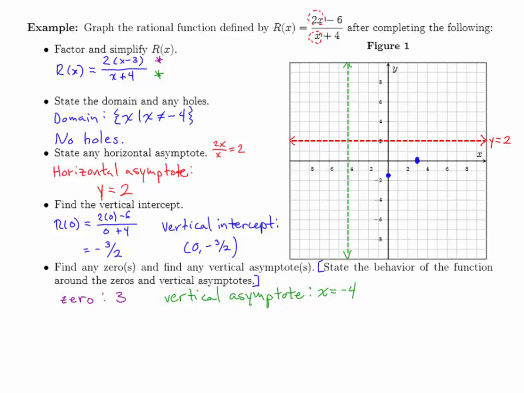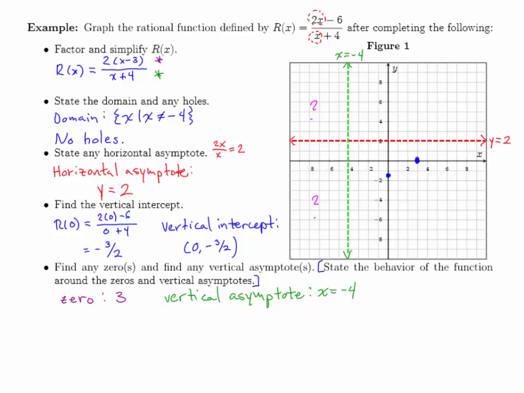Some arrows on the ends, and then that's x equals -4. Okay, so at this point, we want to find out what happens around the zeros and those vertical asymptotes. So what we really need to know is what happens on this left side of x equals -4. Based on the fact that we know there's only one 0, and that 0 is 3, we could deduce that our function is going to be above that horizontal asymptote of y equals 2.